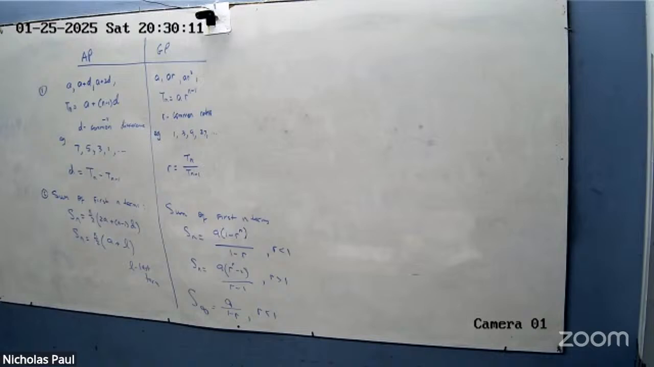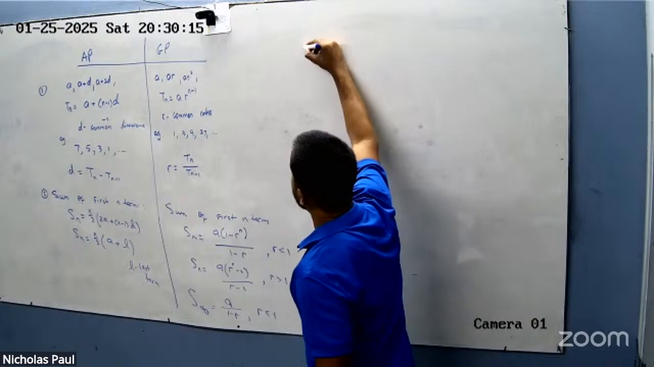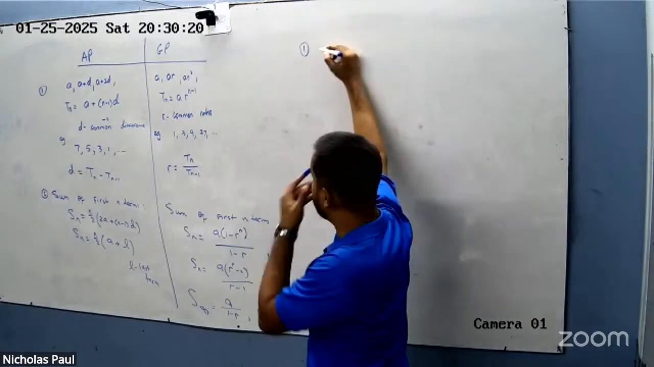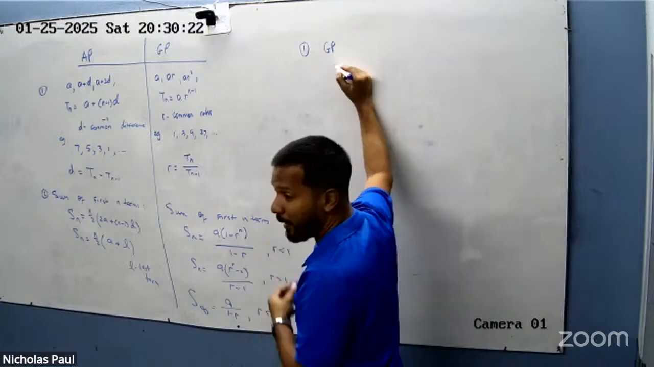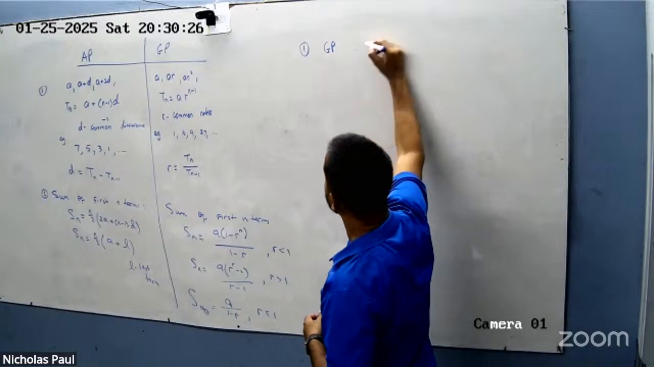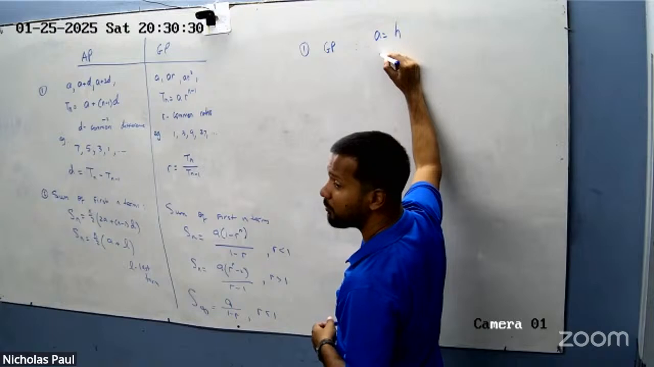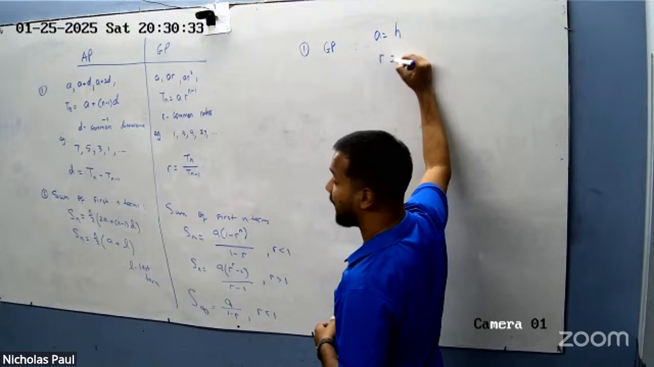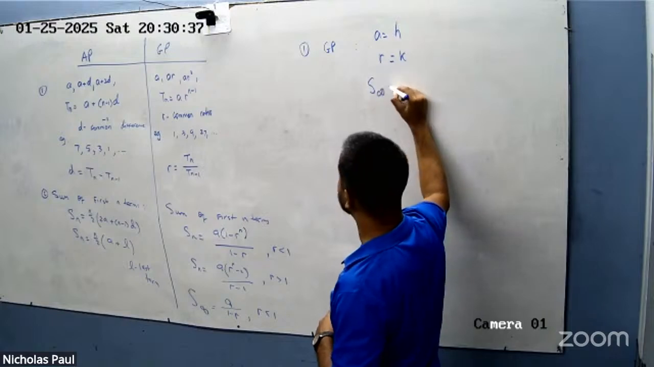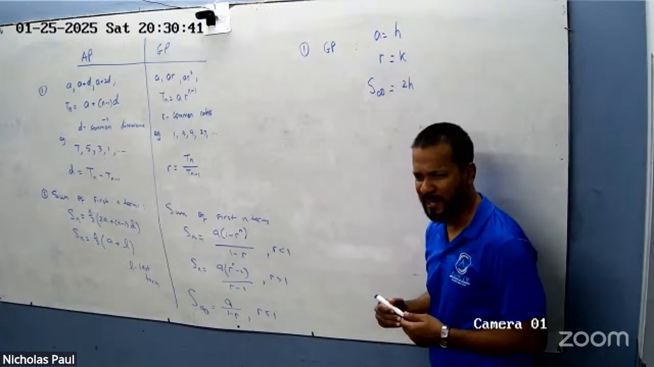Right, find the value of k. So the first thing, you read a question, identify if it's an AP or GP. Which one is it? A GP, right? Next, what do they give you? They gave you a. They gave you r, r and k, so a bunch of letters. And they gave you the sum to infinity is what? 2h. And they want you to find k.